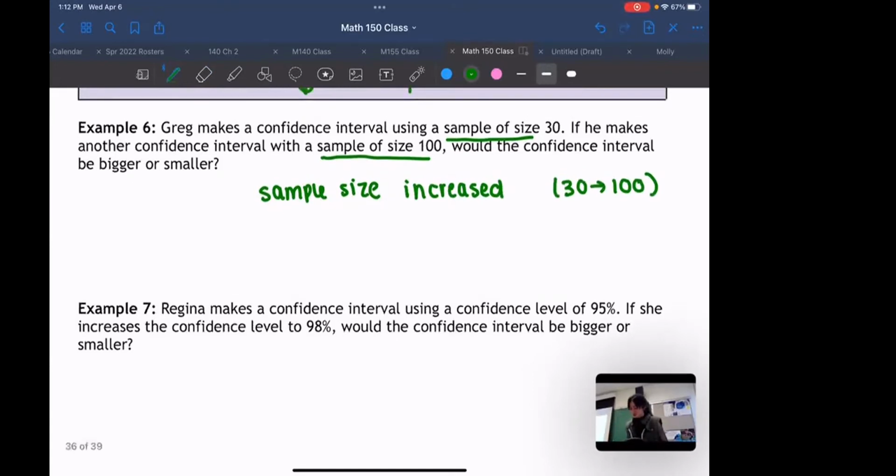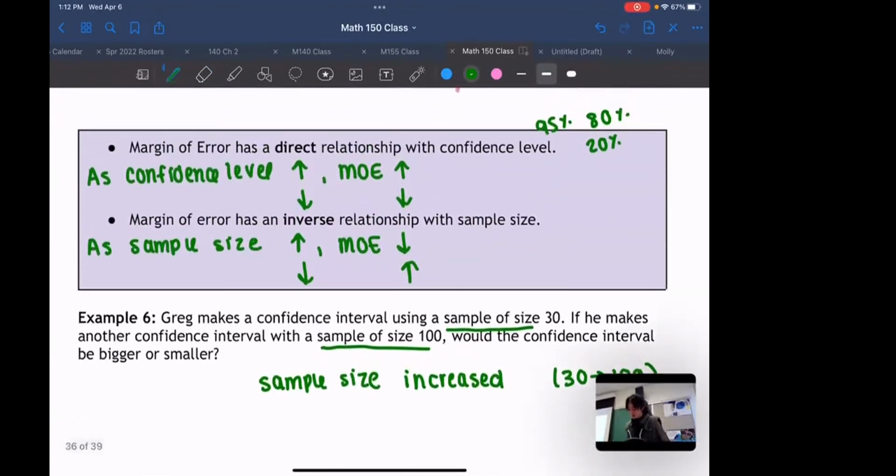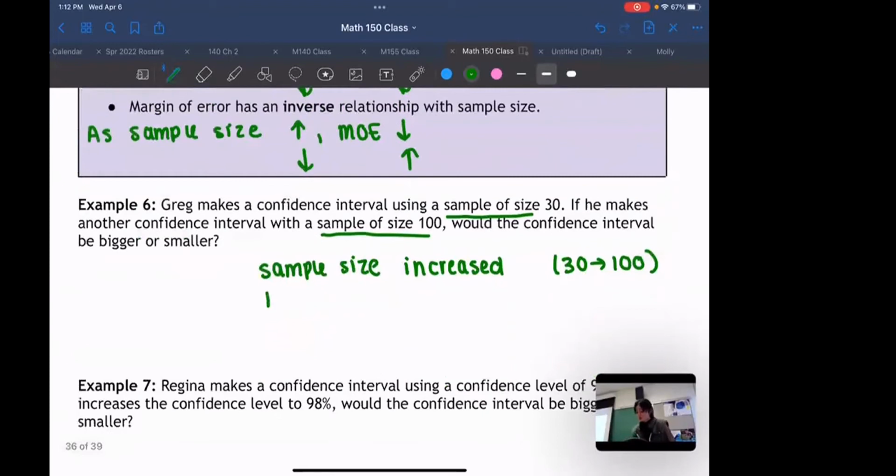Okay, so sample size. Let's look back up here. Well, it says sample size has an inverse relationship with margin of error. Okay, so if the sample size increases, what happens to the margin of error? Sorry, I didn't hear. Decreases, right? It does the opposite. Good.